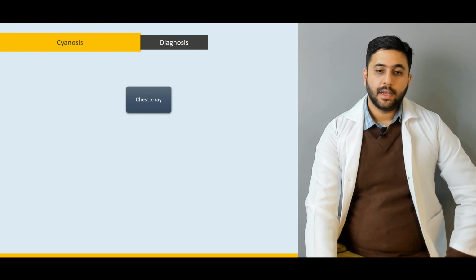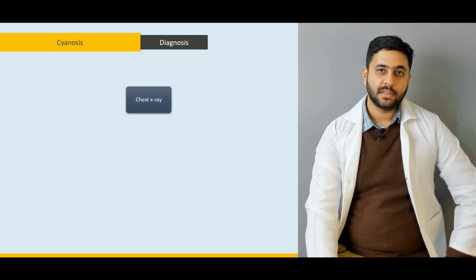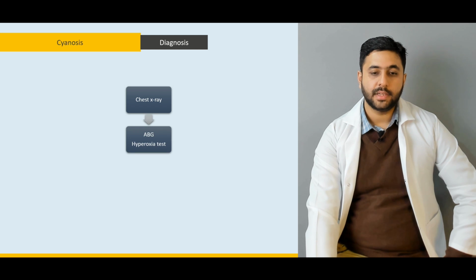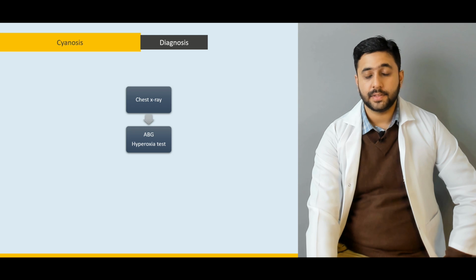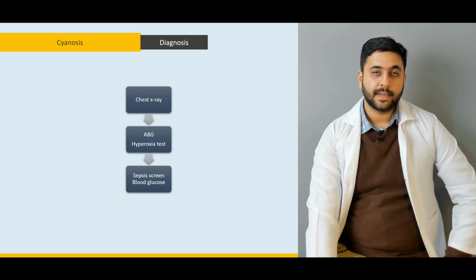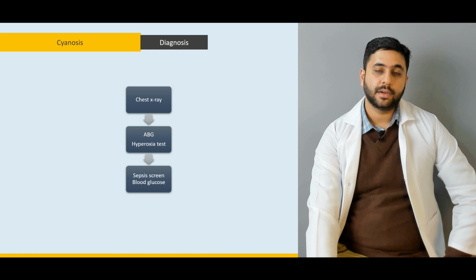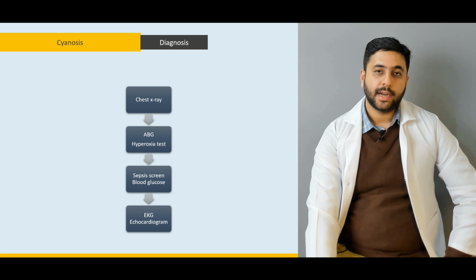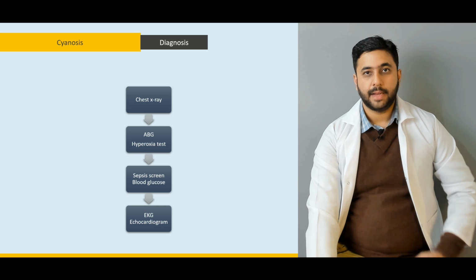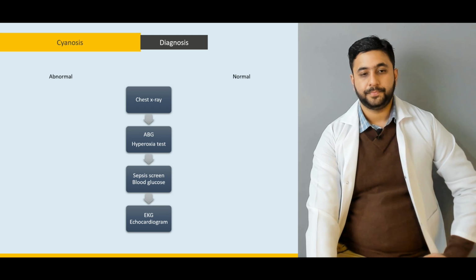How do we diagnose someone with cyanosis? What are the various investigations which we have? The major ones which we have are the chest X-ray, or the ABGs, arterial blood gases, which can be classified as a hypoxia test, or the sepsis screen if we are suspecting someone with an infection, or blood glucose, and EKG or electrocardiogram. Now let's look step by step at what happens if these tests are normal or abnormal.